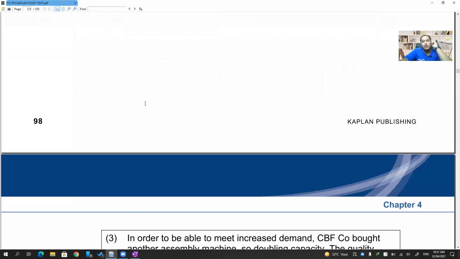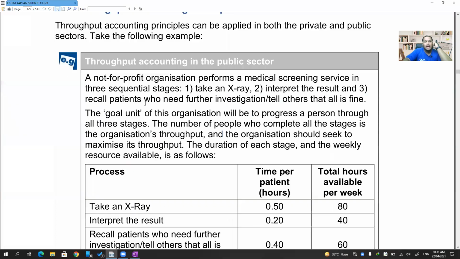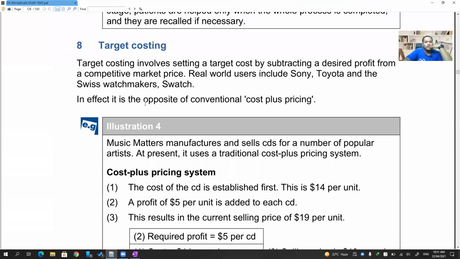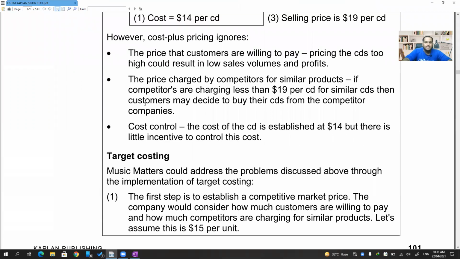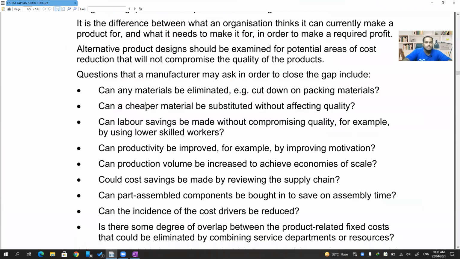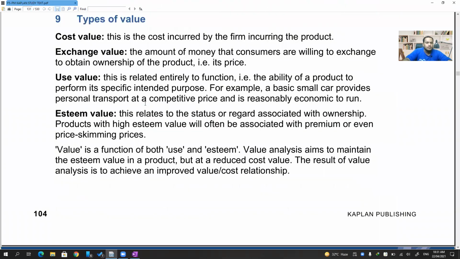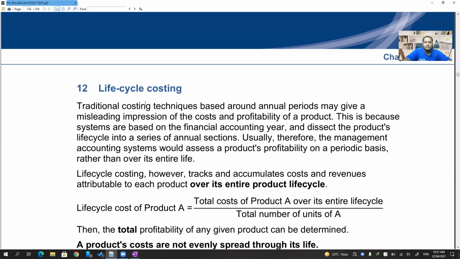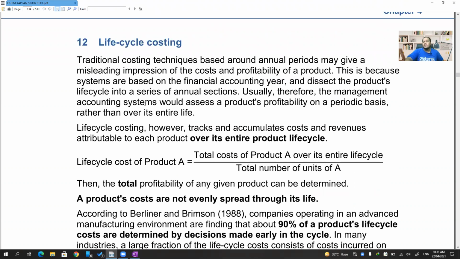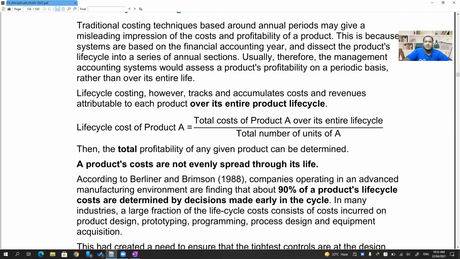Now, before we move on to throughput, let me just scroll down and take you through a small costing technique. Okay, life cycle costing. First, we'll do life cycle costing, then we'll go back to throughput, because we still have some 8 minutes, which is sufficient for life cycle costing.